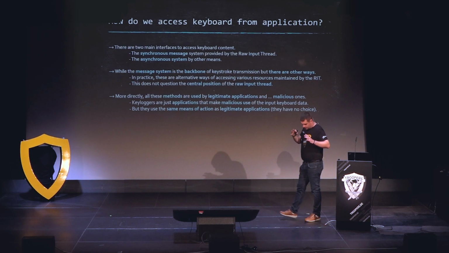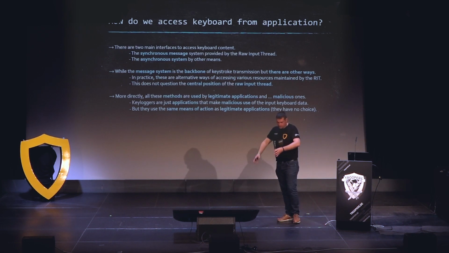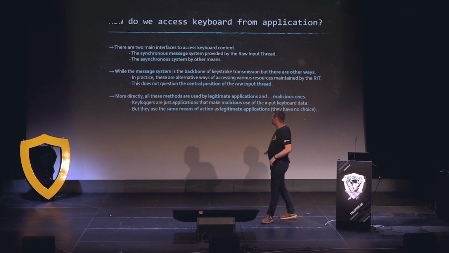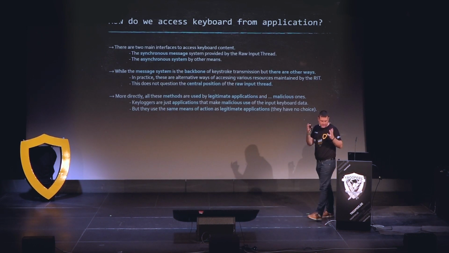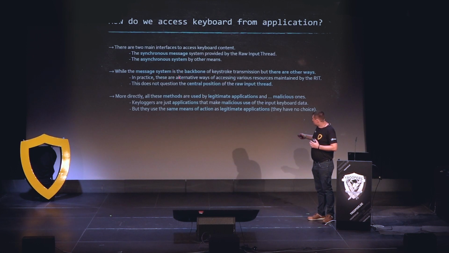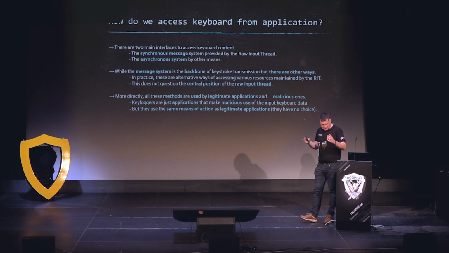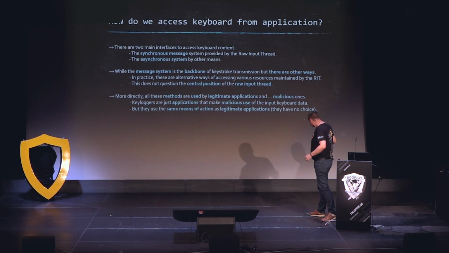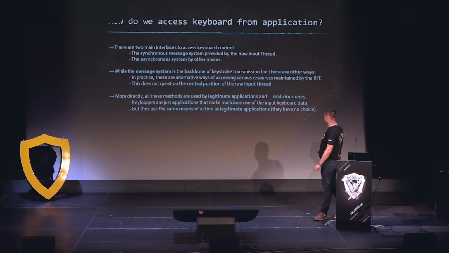Now we have seen how it works for translating to have the character on screen, Unicode or ASCII. Let's see how it's broadcast to the other applications in a simple way. There are two main ways to do things: synchronous message and asynchronous message translation. The message system is the backbone of the keystroke transmission in the operating system. It's managed directly by the raw input thread. I told you the raw input thread is the main character of our story, and all this information is provided by it, even the asynchronous system which relies on it.